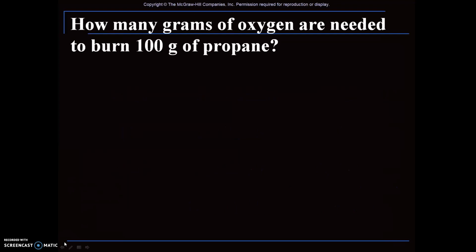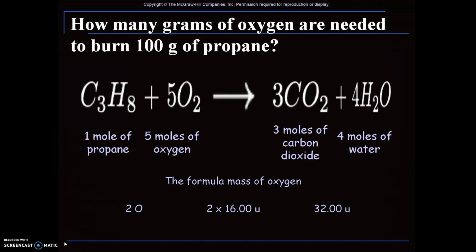How many grams of oxygen are needed to burn 100 grams of propane? So this is one of the examples again to find out how many moles that will be and how we are going to make use of this moles concept. Here, when you write the equation of this combustion, propane is C3H8 plus 5 oxygen, and when you combust the propane with oxygen, it gives you carbon dioxide and water.